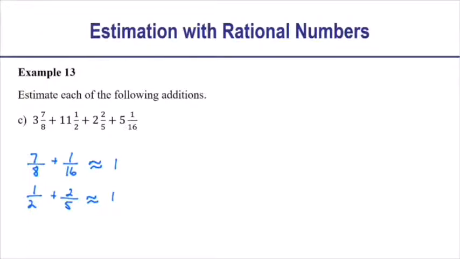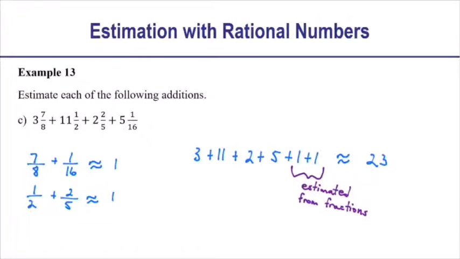Okay, now let's get our whole numbers. So 3 plus 11 plus 2 plus 5. And then let's get our estimated fractions. These two fractions estimated to 1, and these two middle fractions estimated to 1. So we'll add those. And now we add all these numbers together. 3 plus 11 plus 2 plus 5 plus 1 plus 1 is approximately 23.